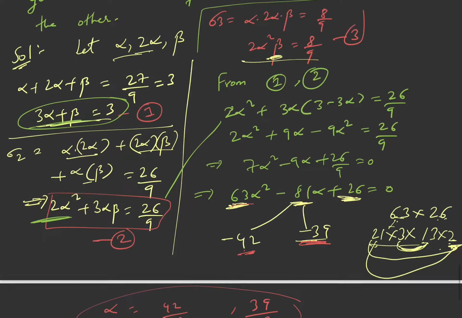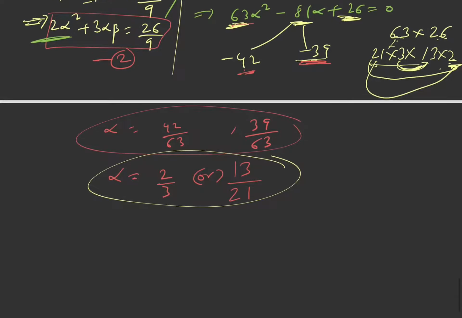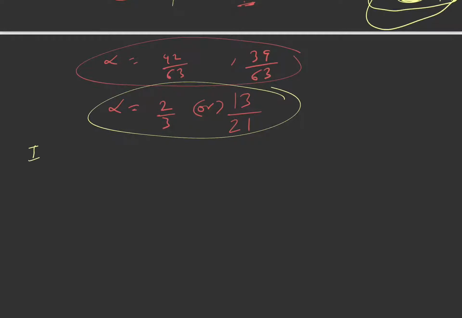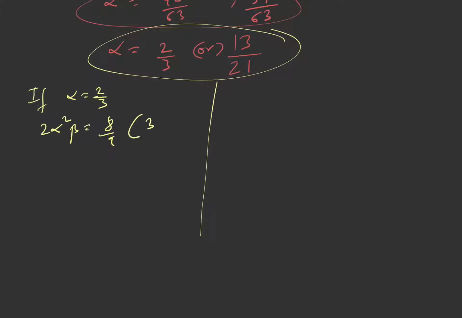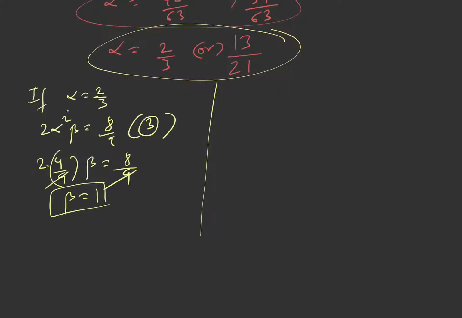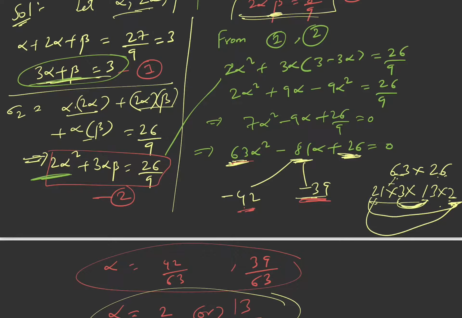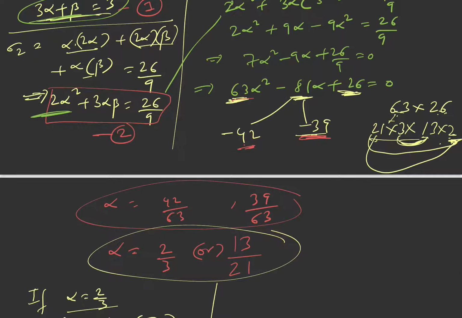Fine. Now also we have equation 3, 2 alpha square beta as 8 by 9. Yes, so let us take case 1. If alpha is 2 by 3 and we have 2 alpha square beta is equal to 8 by 9, right? This is my equation 3. So let us try to find beta from this equation. So 2 into 4 by 9 into beta is equal to 8 by 9. So beta is equal to 1, right? So if alpha is 2 by 3 and beta is 1, so let us check whether 3 alpha plus beta is 3 or not.